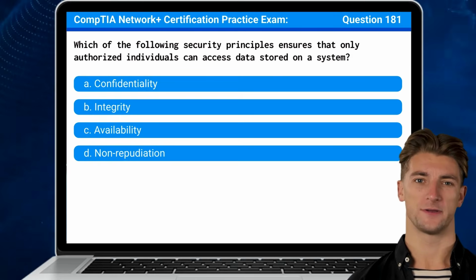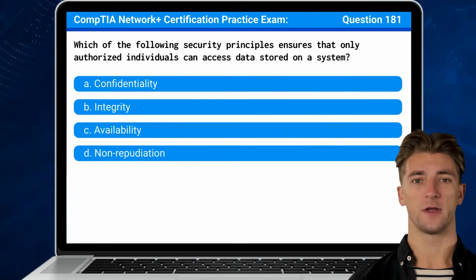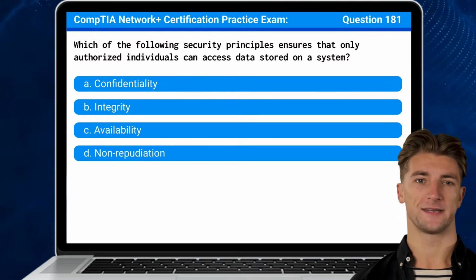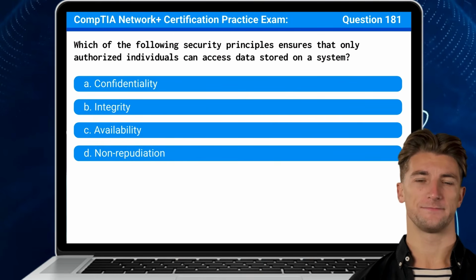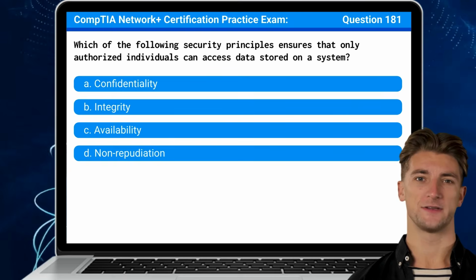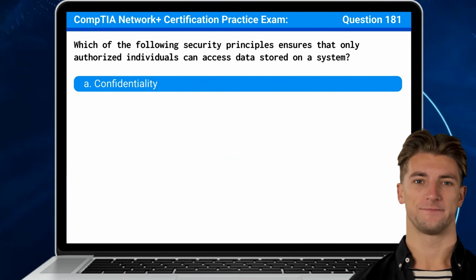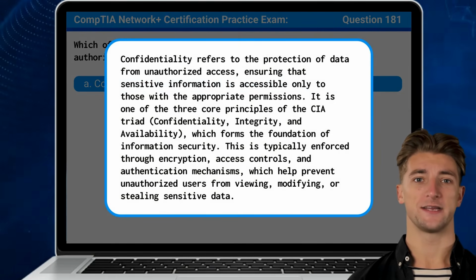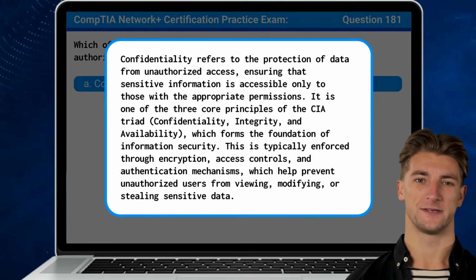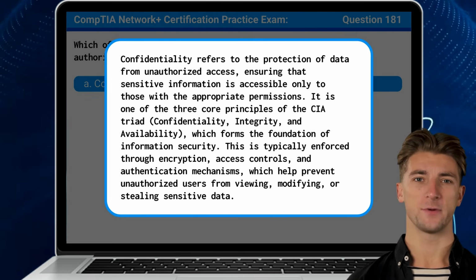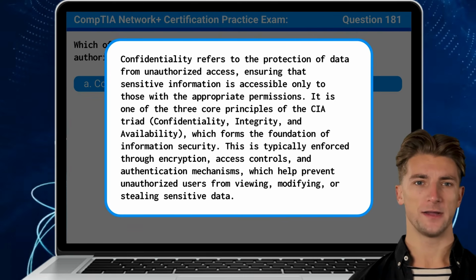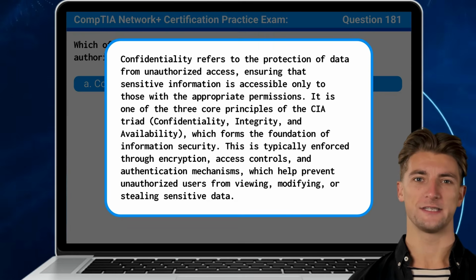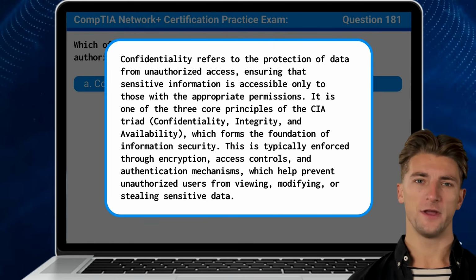Question 181. Which of the following security principles ensures that only authorized individuals can access data stored on a system? The answer is A. Confidentiality. Confidentiality refers to the protection of data from unauthorized access, ensuring that sensitive information is accessible only to those with the appropriate permissions. It is one of the 3 core principles of the CIA triad: confidentiality, integrity, and availability, which forms the foundation of information security. This is typically enforced through encryption, access controls, and authentication mechanisms, which help prevent unauthorized users from viewing, modifying, or stealing sensitive data.